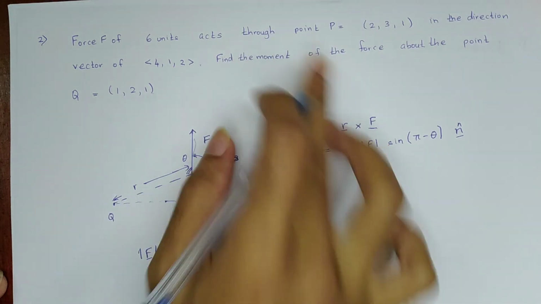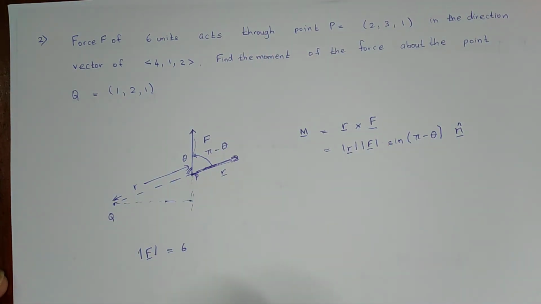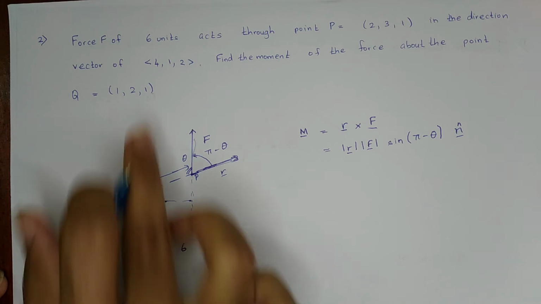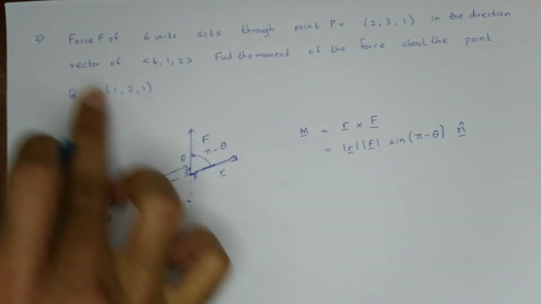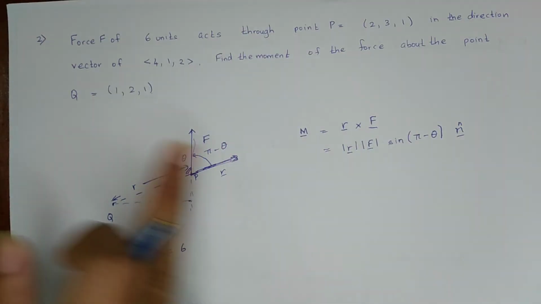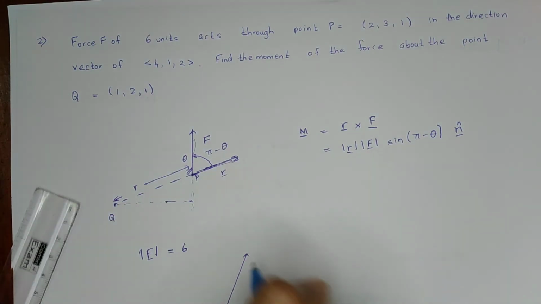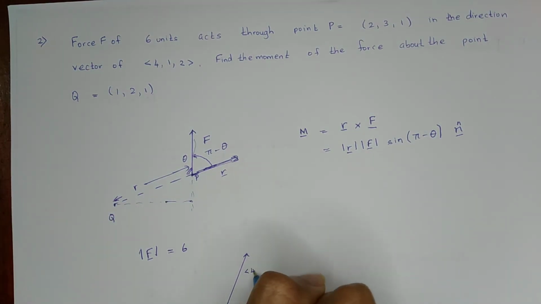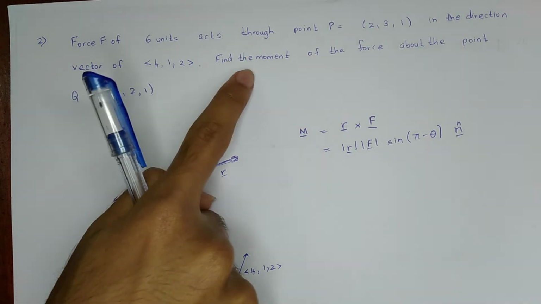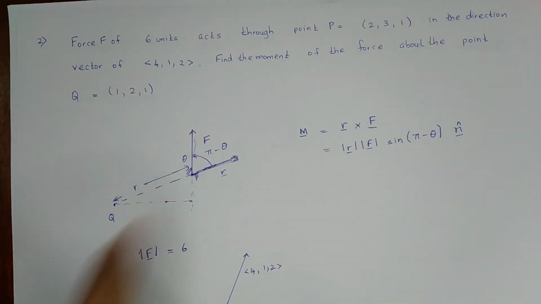It acts through a point P. Let's say this is the point P, with coordinates 2, 3, 1, and the direction vector of the force is 4, 1, 2. So the direction vector of the force is going to be on this side, 4, 1, 2. They are asking to find the moment of the force about the point Q.